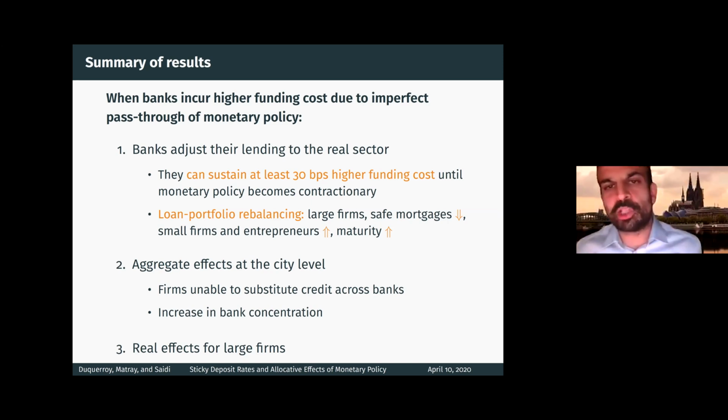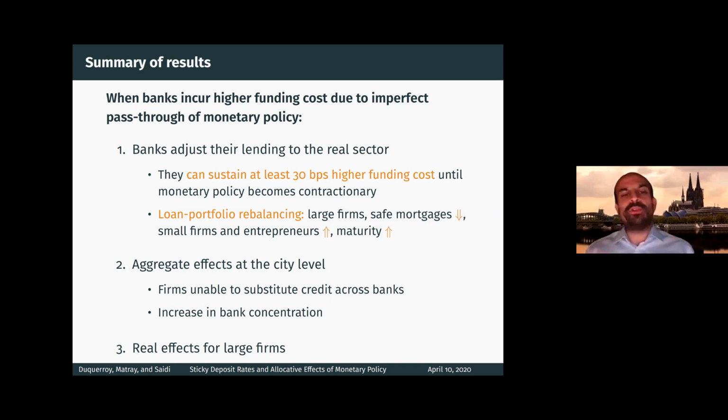That is huge news for the transmission of monetary policy, depending on whether you're a dove or a hawk, but okay. Second, we also show that regulated deposit-dependent banks react in terms of rebalancing their loan portfolios in reaction to this shock to their funding cost. In particular, we see a reduction in lending to large firms and safe mortgages. Instead, they ramp up their lending to small firms and entrepreneurs. And this we would call greater bank risk taking. We also show that they lend out at longer term maturities now.